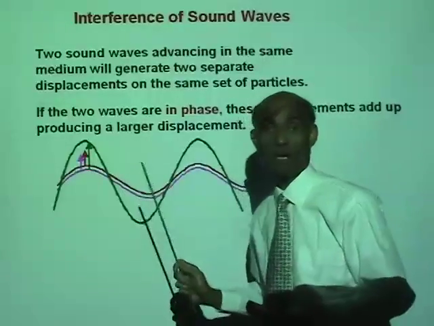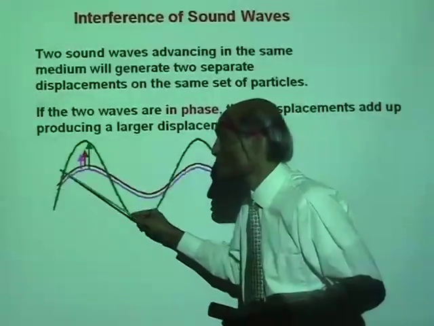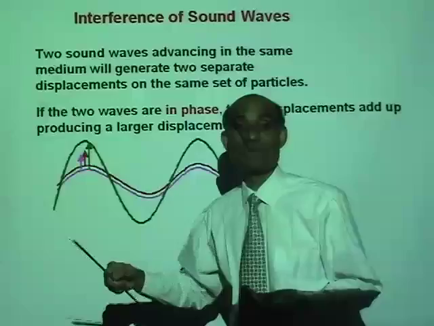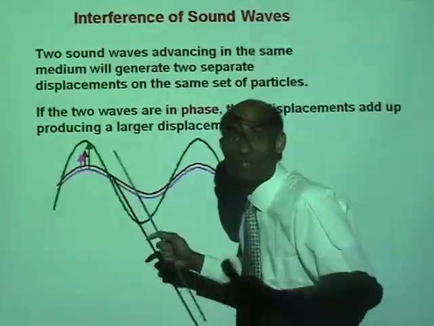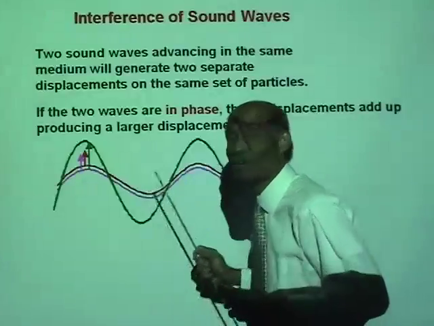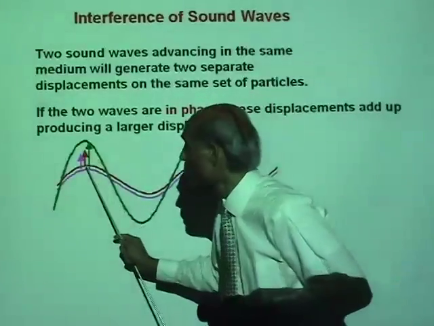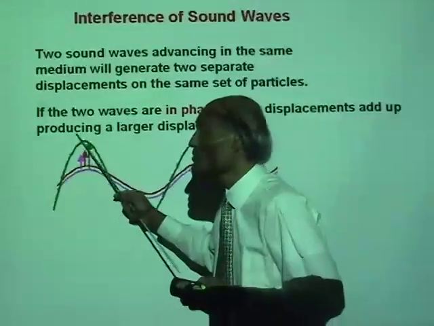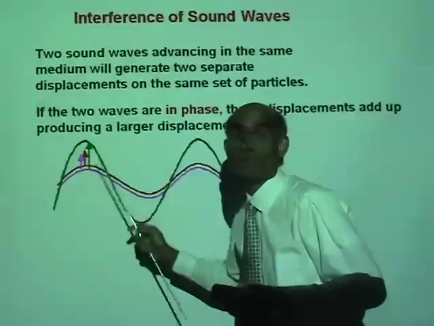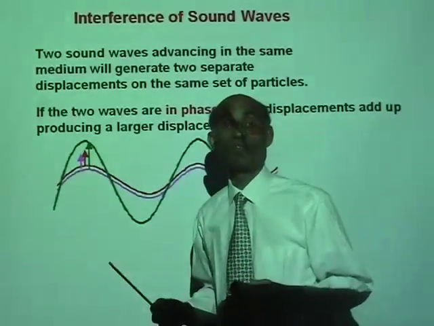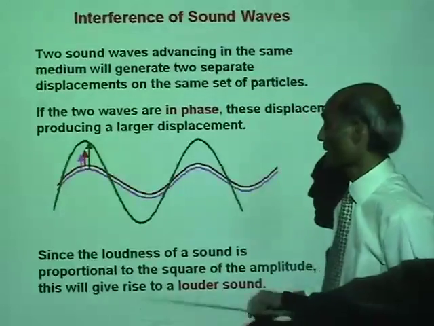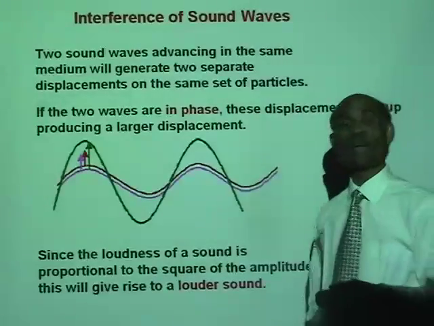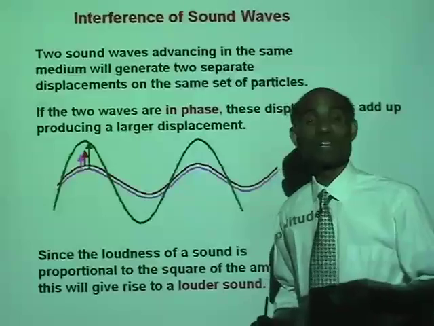Remember I told you, I will use the transverse wave representation to represent a sound wave, a longitudinal wave, where the crest represents a compression and the trough represents a rarefaction. So the compression of one wave falling on the compression of another wave will produce a bigger compression. There you have a bigger amplitude and therefore a loud sound. Since the loudness of a sound is proportional to the square of the amplitude, you will hear a loud sound.